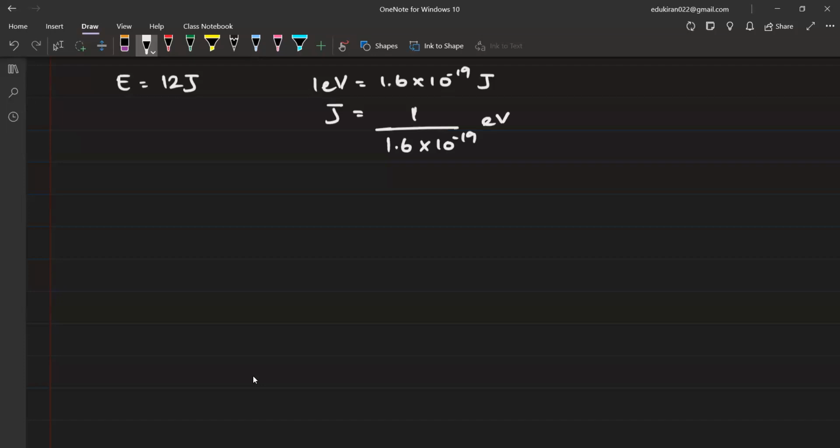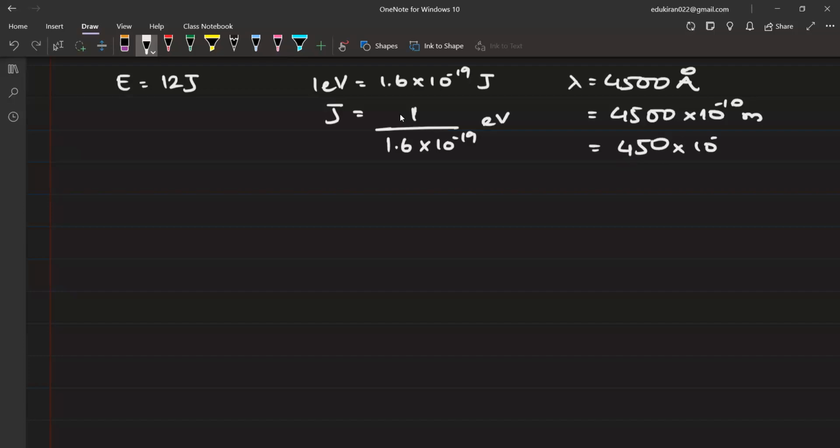Yes or no? Please tell me. Yes, sir. Okay. Now, if I have lambda equal to 4500 angstrom, which is equal to 4500 into 10 to the power minus 10 meters, and I want to convert this into 10 to the power minus 9, what will be the value? 450 into 10 to the power minus 9 meters, which will be equal to 450 nanometer. Correct, guys? Please tell me. Yes, sir. Now, these calculations should be in your head itself.